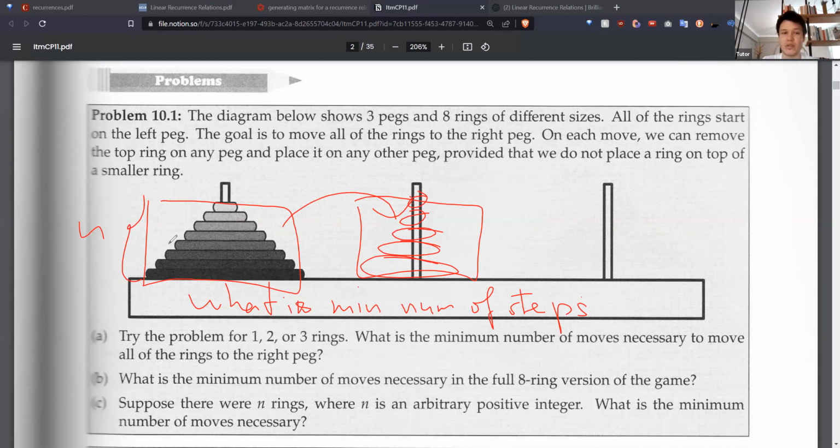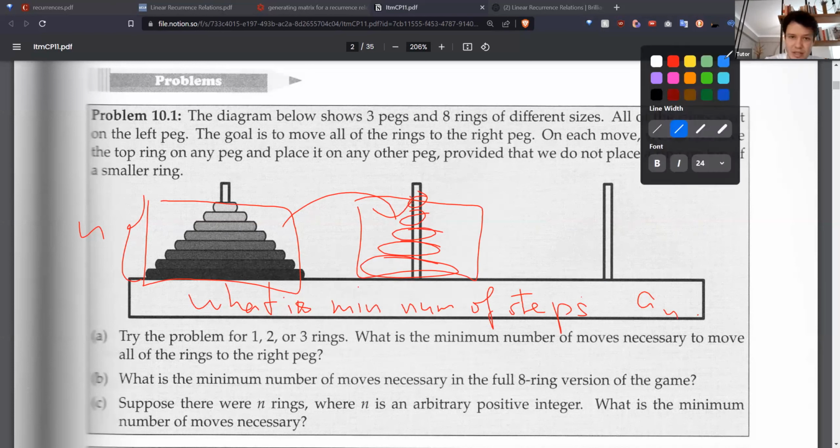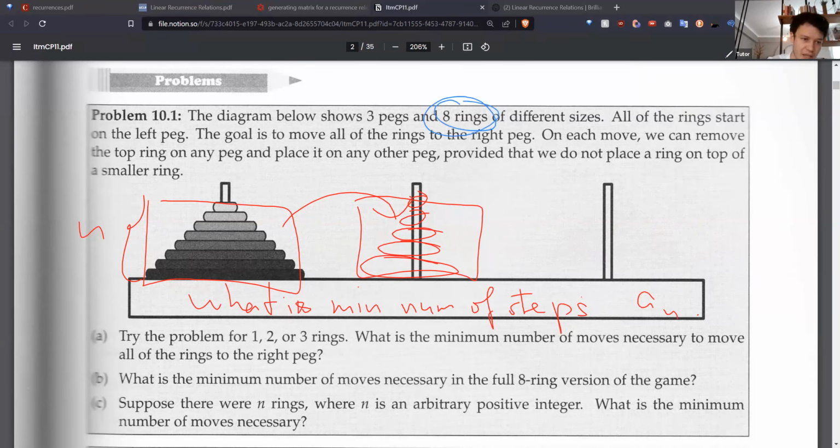Obviously, you cannot move 2 or 3 at once. You can only move them one by one, right? So let's say that the answer here is going to be an. So an is the answer for the problem with n rings, and we want to figure out what an is. In our case, they're saying that we start with 8 rings, so n equals 8. In this case, the problem is particularly asking for a8.